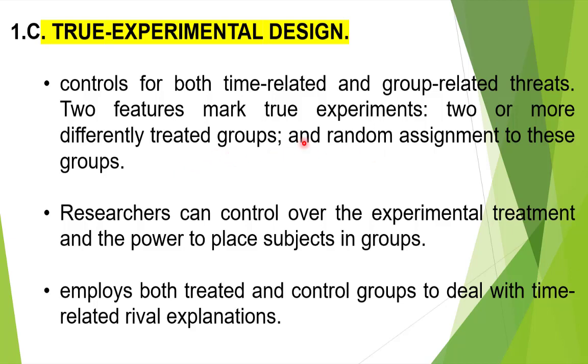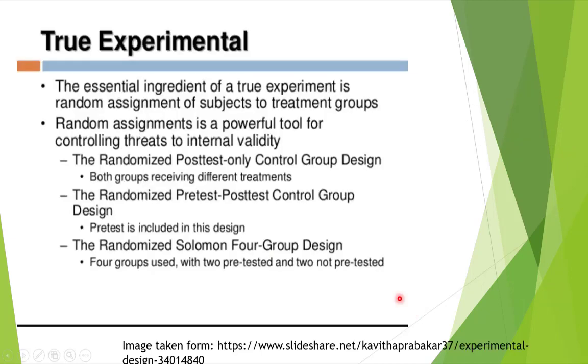So the features of true experimental is that you are dealing with two or more groups, differently treated groups, take note of this, and then there is random assignment. Unlike with the previous kinds like the quasi-experimental and the pre-experimental, there is no random assignment. So researchers can control the experimental treatment and have the power to place subjects in groups. So it employs both treated and control groups to deal with time-related rival explanations.